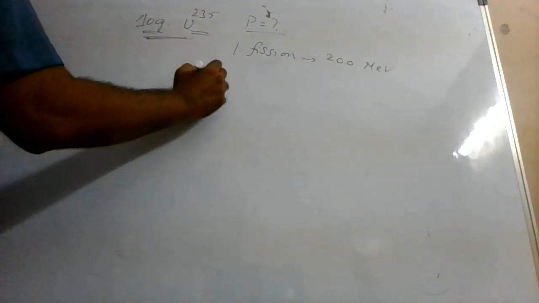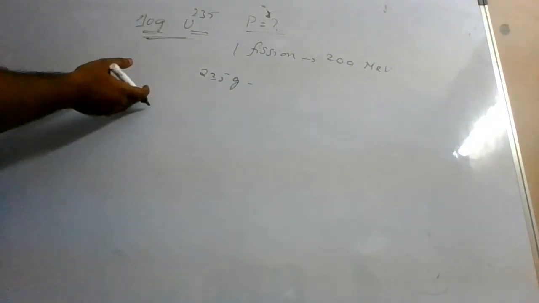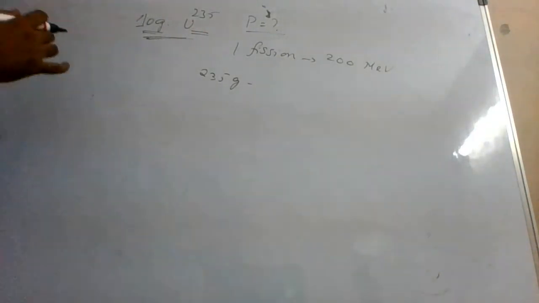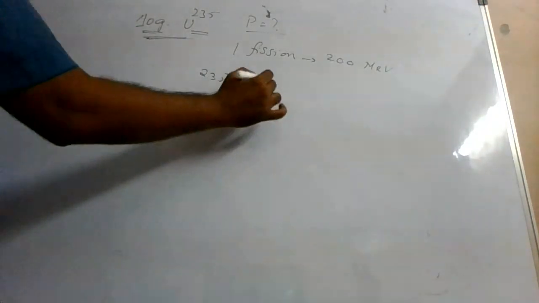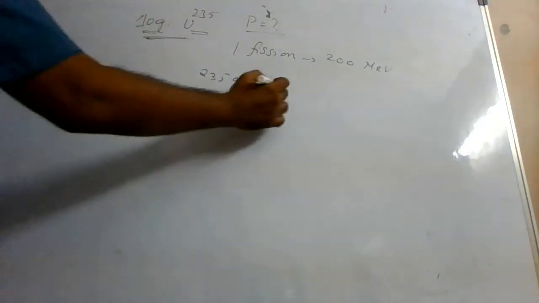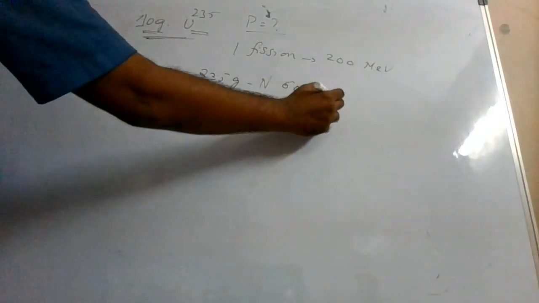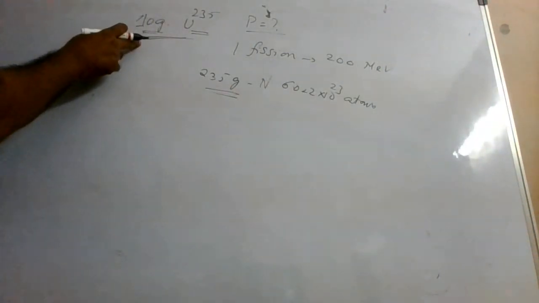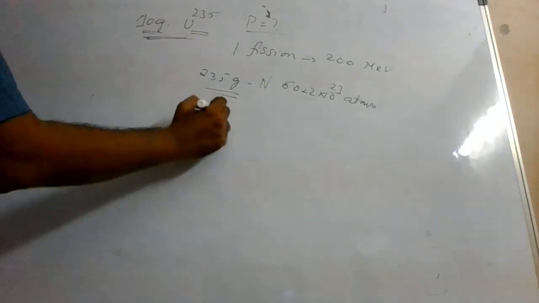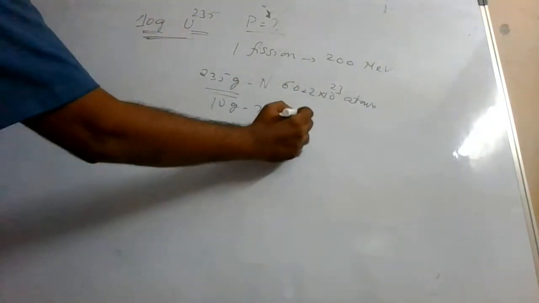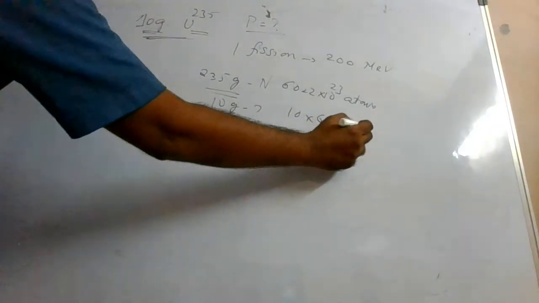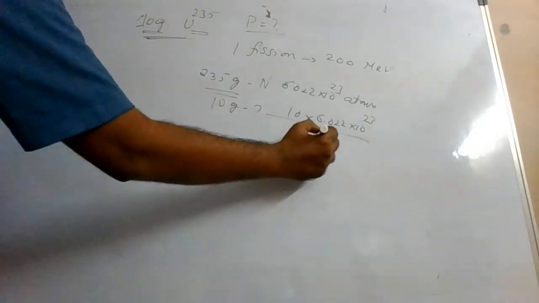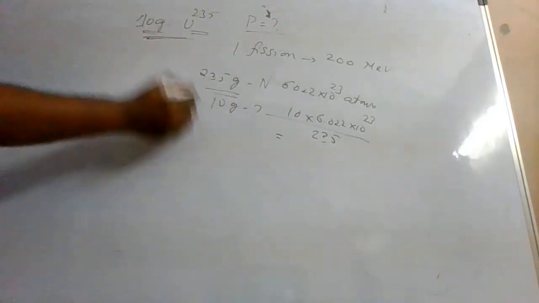1 mole will be 235 grams. Actually, it will be 235.04 something, but the decimal part we are ignoring. So 1 mole is 235 grams, and it will have Avogadro number of atoms, which is 6.022 into 10 to the power of 23 atoms. But your fuel rod weight is 10 grams. 10 grams will have how many atoms? 10 into 6.022 into 10 to the power of 23 divided by 235. These many atoms it will have in this fuel rod.